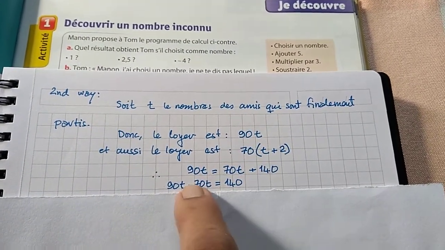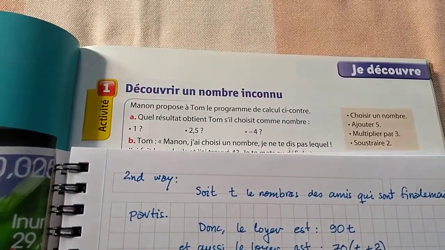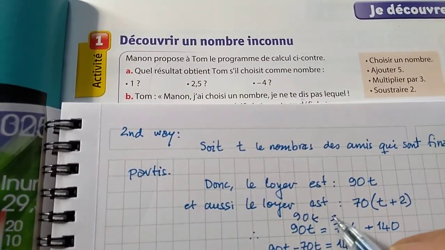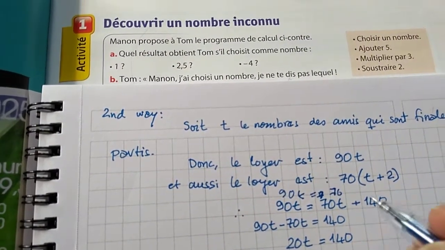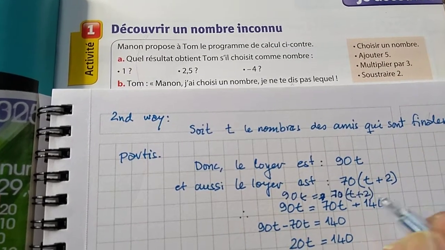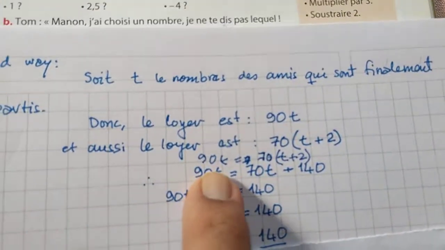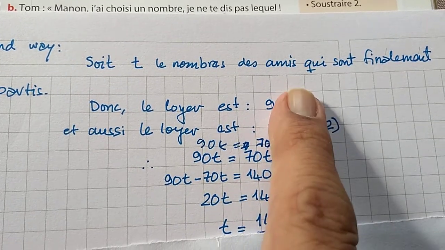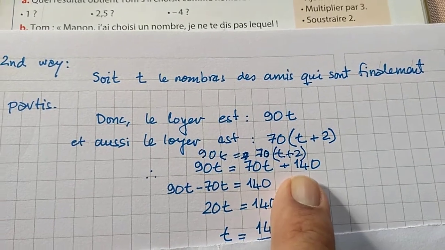Really, you see, I made a shortcut here. I should have written 90t is equal to, the equal sign should come there, 70. It's not easy to write holding the phone in one hand, looking at the paper and the screen at the same time, but it serves me right for not doing it correctly in the first place. So I should have written 90t is equal to 70 into (t plus 2). This is equal to this. Then I expand it: 90t is equal to 70t plus 140.